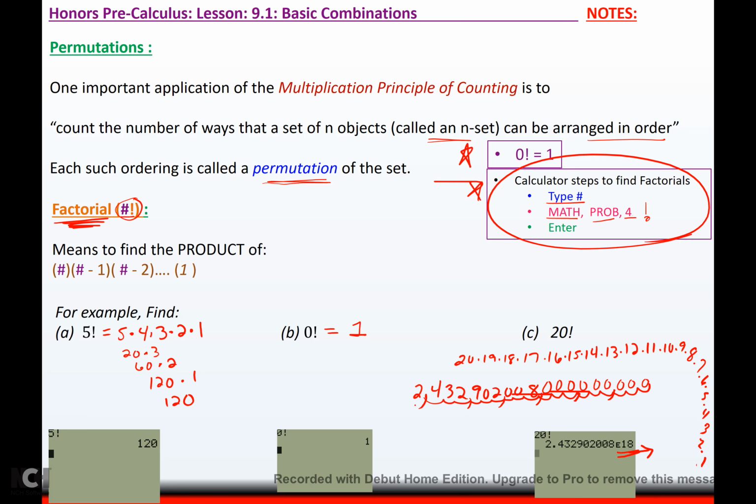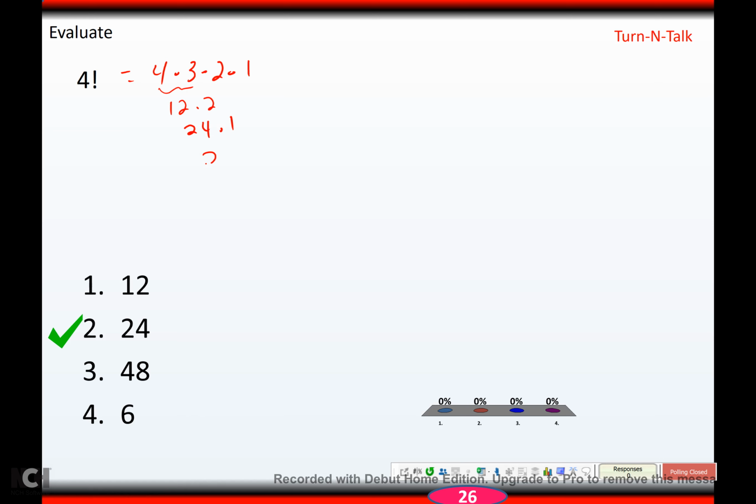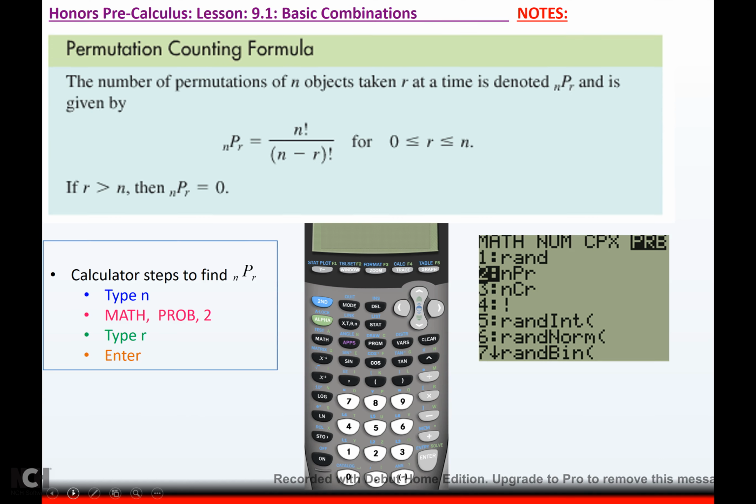It's huge. Alright, so hit pause, do this one, preferably without the calculator. Hit pause, come back when you're ready. And you should get 24. This means 4 times 3 times 2 times 1. That's 12. Times 2 is 24. Times 1 is 24. Or your calculator.